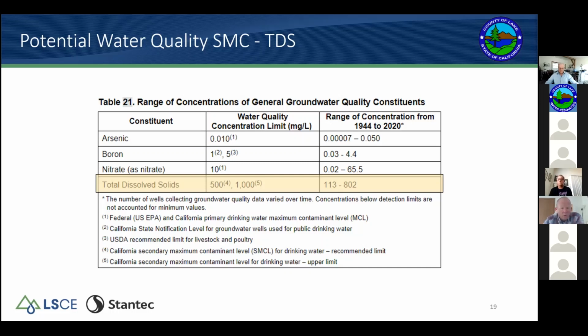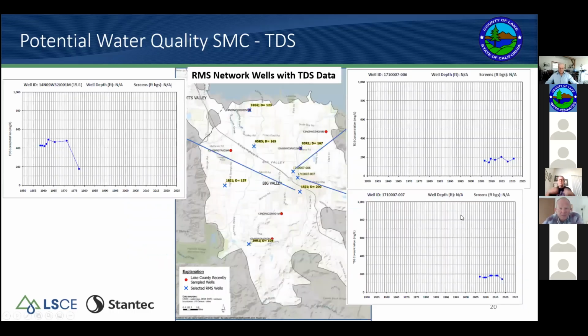So really the water quality concentrations in Big Valley, the range that we noticed were anywhere from about 100 up to about 800. So we thought, okay, let's look at this parameter and see what the water quality parameters look like in some of these wells. So again, we selected a couple of these RMS wells. In some cases we don't have a great record of TDS, but we're hoping to supplement that with some of this recent sampling, but you can get a sense of what the TDS concentrations have looked like in these particular wells.